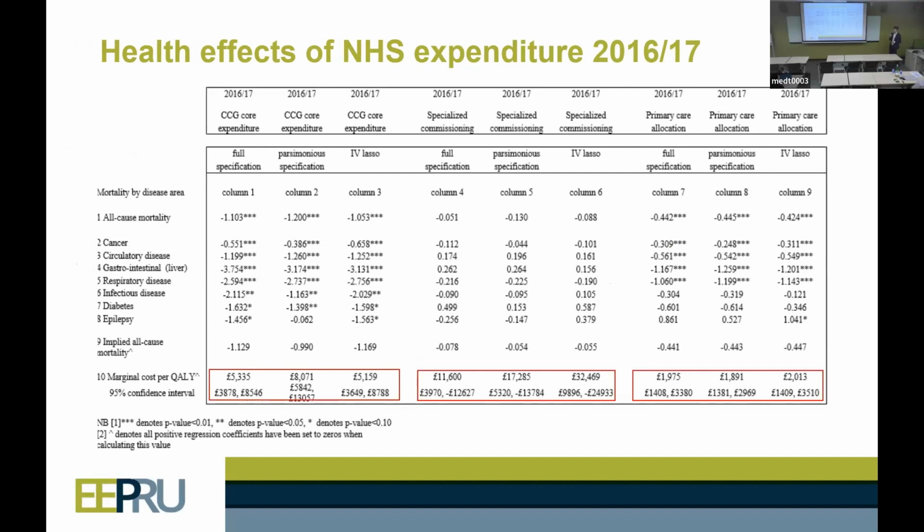Cutting to the key results here in the interest of time, you can see that we're replicating more or less the work from 2014 that finds about £6,000 per QALY for hospital expenditure. That's the first three columns here. But then we're finding that primary care looks like it's really cost effective in this analysis. So the elasticity that you can see here of 0.4 is lower in magnitude than the elasticity that we get from hospital care.